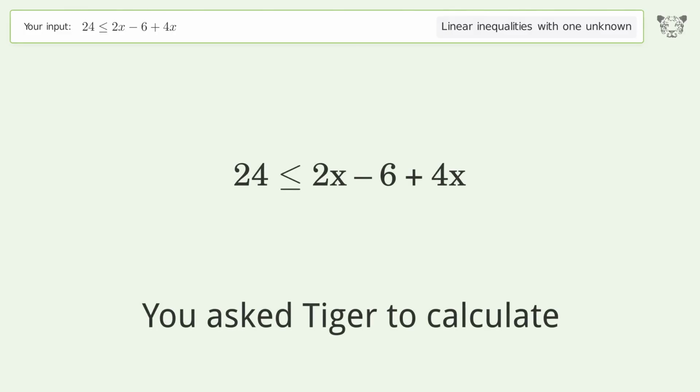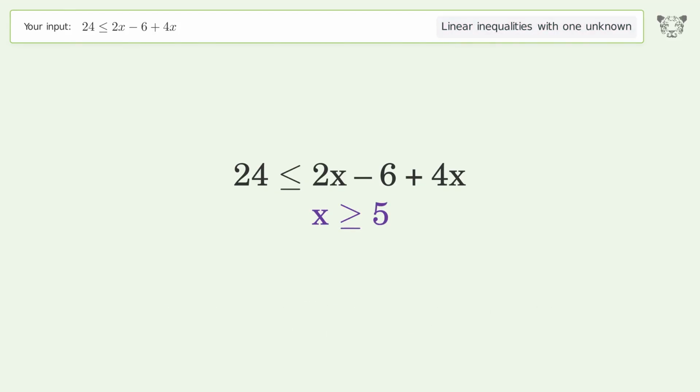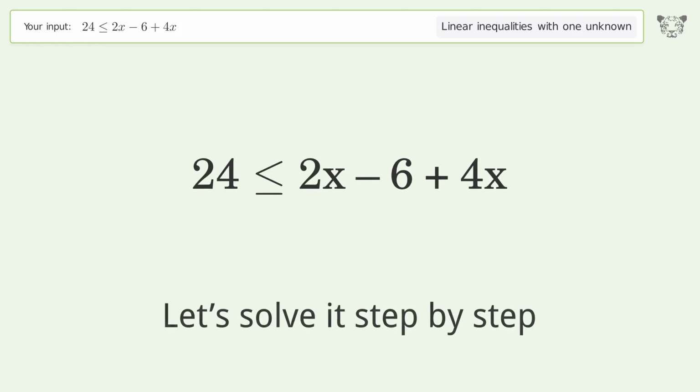You ask Tiger to calculate. This deals with linear inequalities with one unknown. The final result is x equal or greater than 5. Let's solve it step by step.